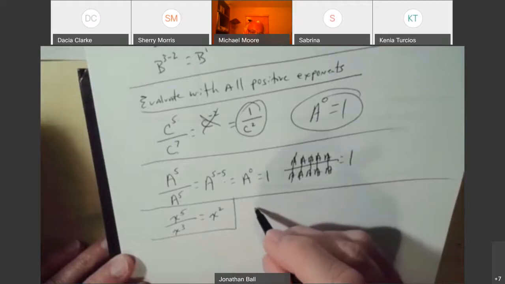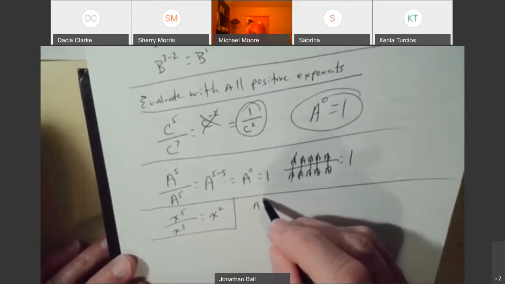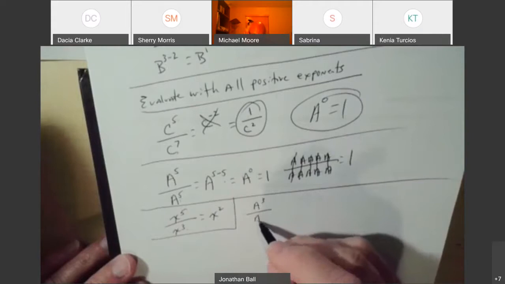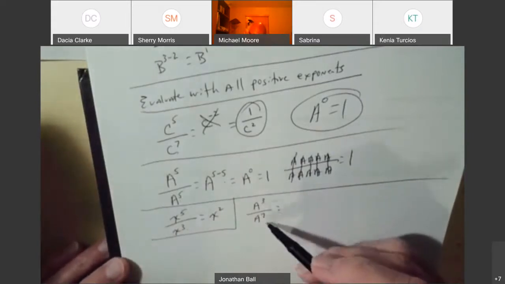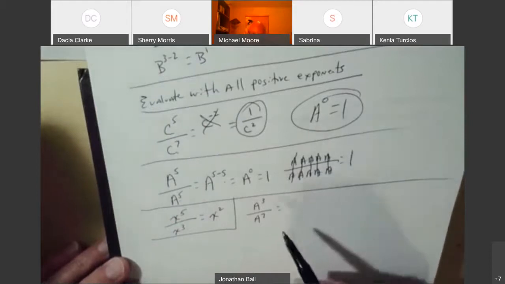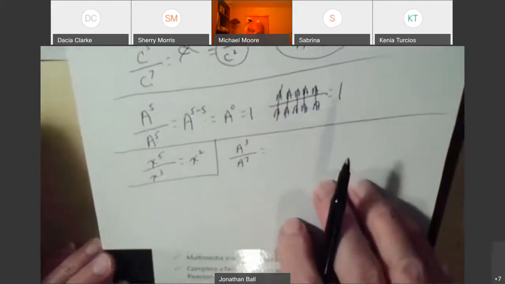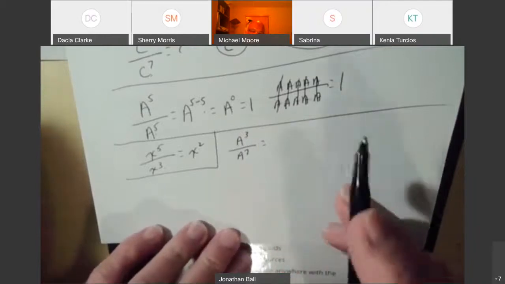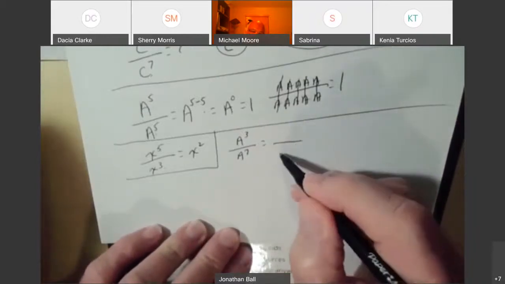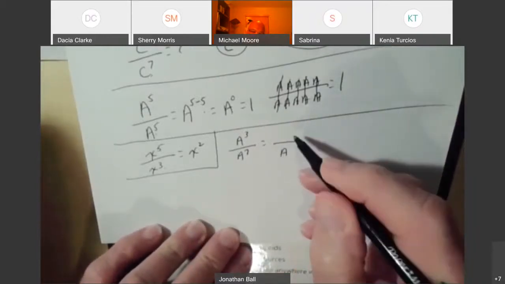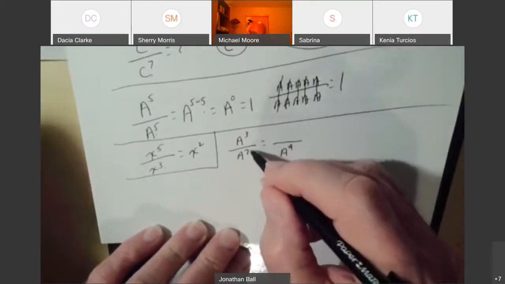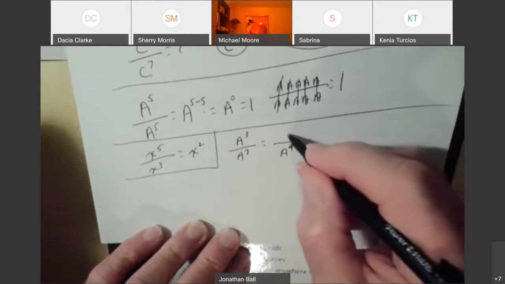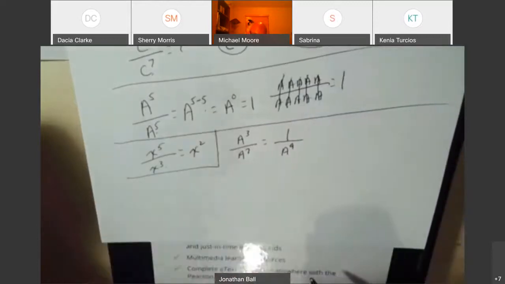And again, if we have a cubed over a to the 7th, we're going to subtract the exponents, but where are the most a's? They're on the bottom. A to the 4th. The difference between 7 and 3 is 4. You have to have a 1 in the numerator there.